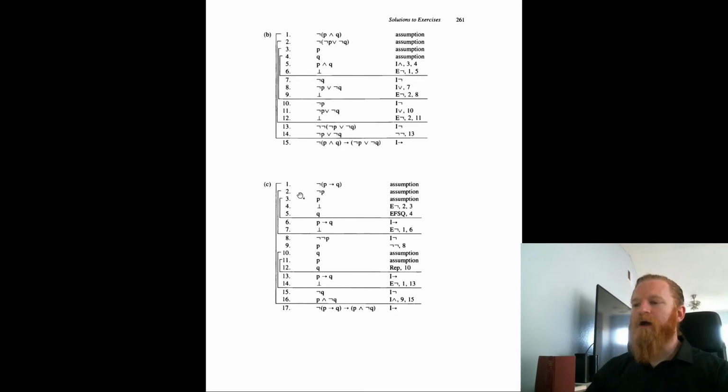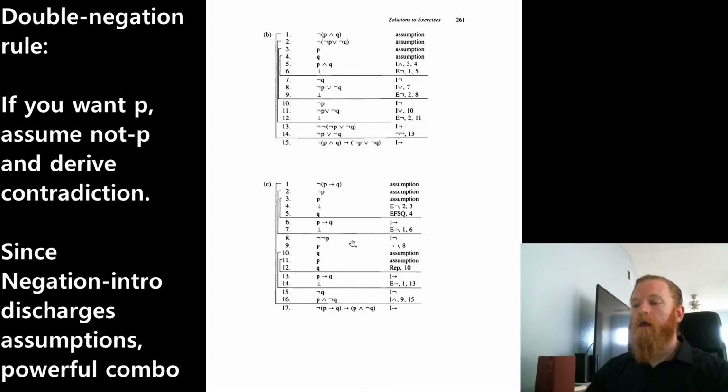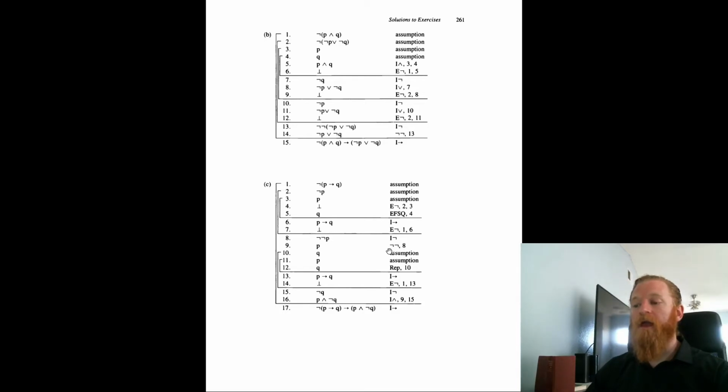So why assume not P here on line 2? Well, let's follow the yellow brick road to where it's withdrawn or discharged. We see that what we get is a double negated P with introduction of negation. Now, why would we want a double negated P? Well, that tells you the reason we assumed not P to begin with is because we were going after P, and we knew that a good way to get to P would be to get to a double negated P and then use the double negation rule.